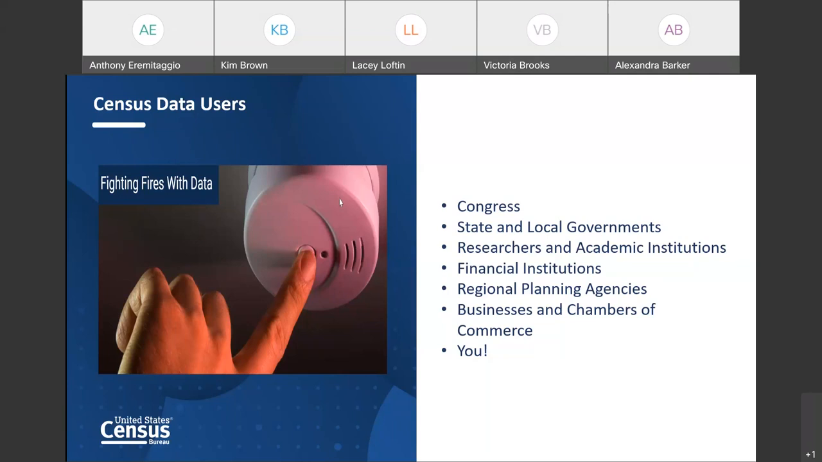I want to share an example with you that I found under our website. We have user stories that we put up when we are made aware of them. In this particular case, the New Orleans Fire Department used our data to create a statistical model using our American Community Survey, the American Housing Survey, and the 2010 census to determine what homes might not have smoke detectors.